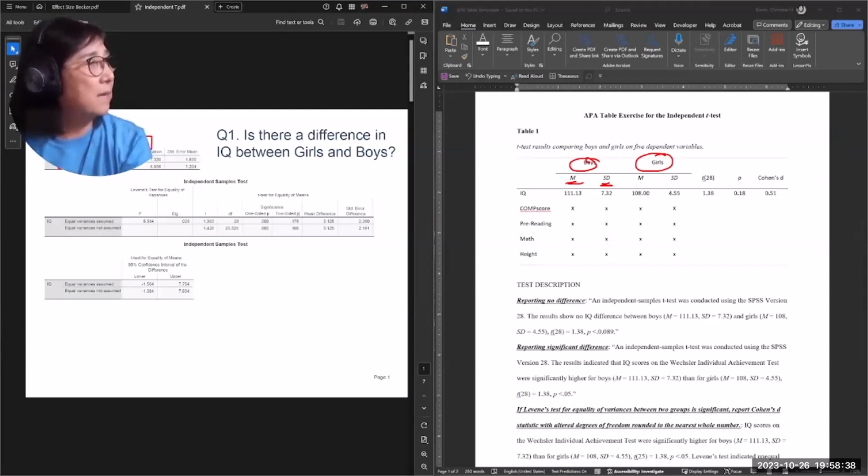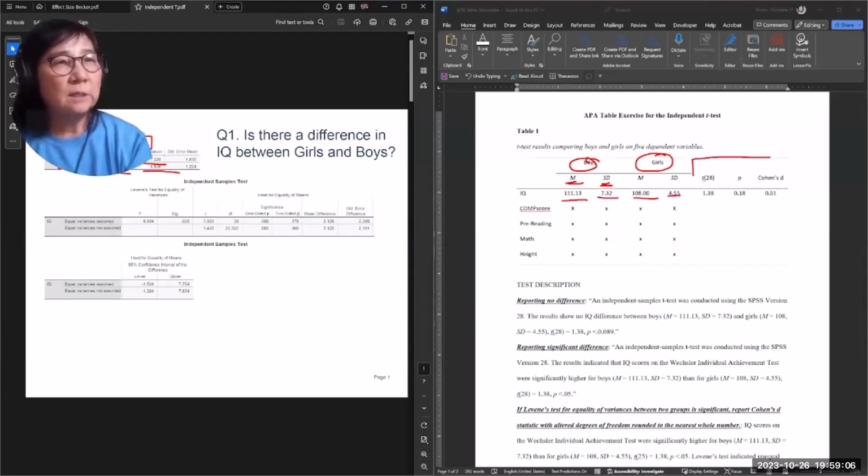So the mean is right there, 111.13. I wrote it in here. Standard deviation for the boys group is 7.32, right there, 7.32. For girls, mean IQ was 108, and then the standard deviation was 4.55.